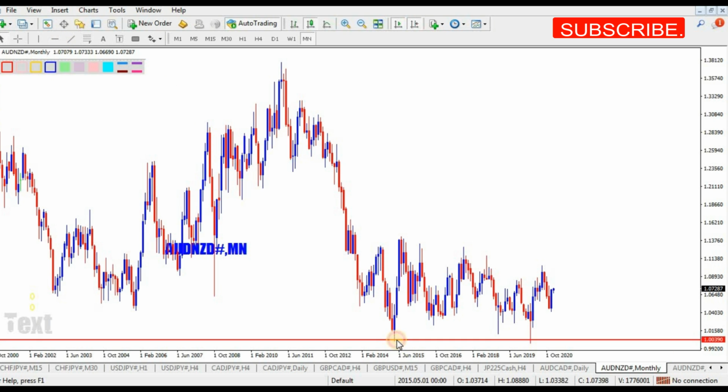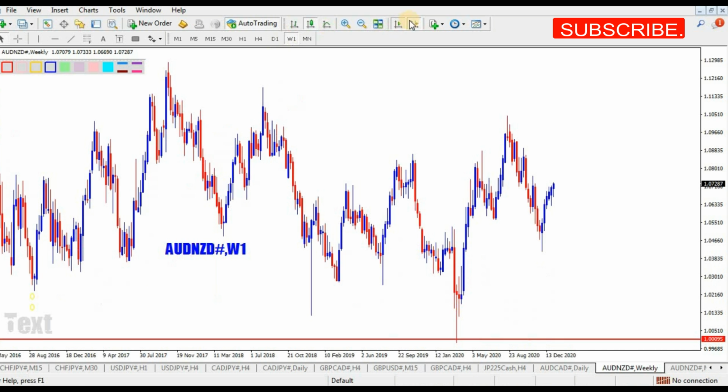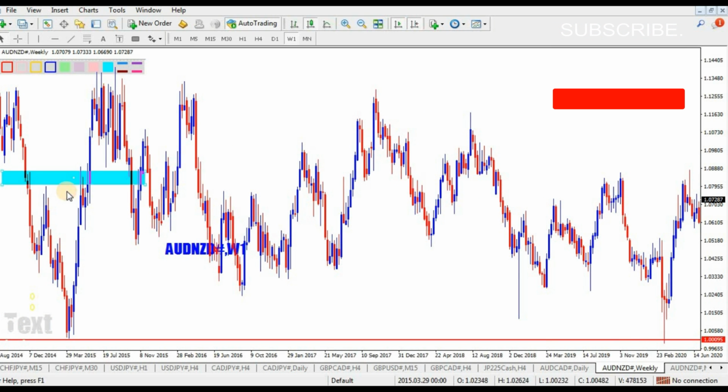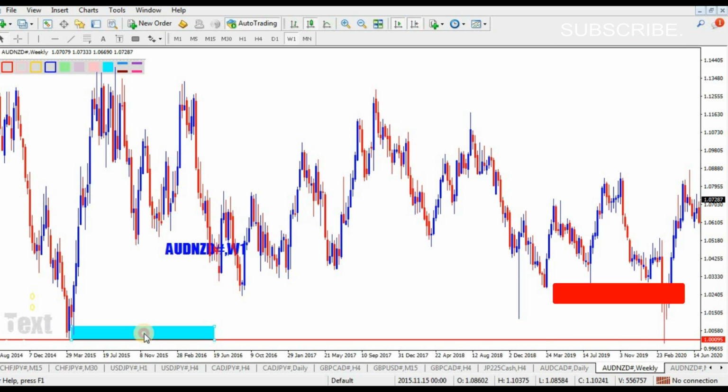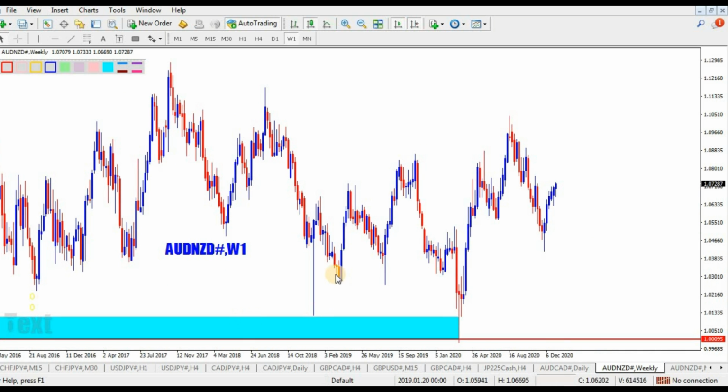So looking at AUD and ZD from the monthly time frame, it is very clear for you to see where price is coming from. The destination of price will be determined by where it's coming from. It will be easier for you to have an idea of where price might come to, and also have an idea of the reactions that you're looking for at those areas.